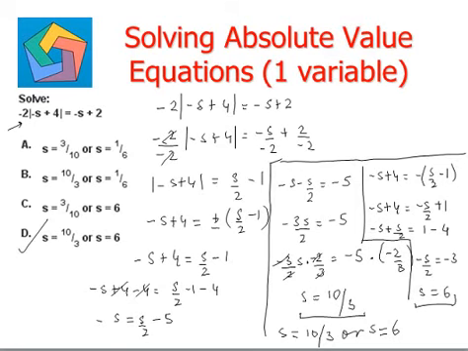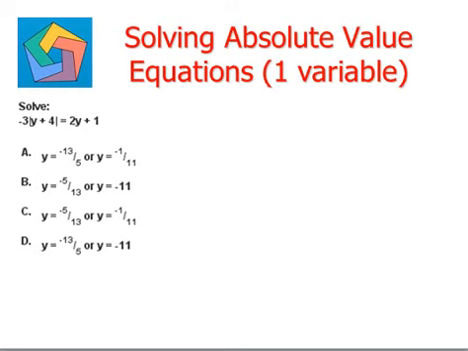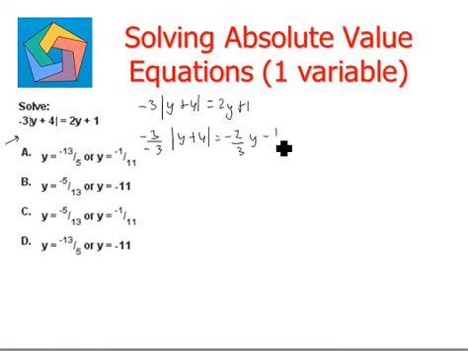Let's try the next question. Solve, and we're given the absolute value equation. Let's put it up. Negative 3 times the absolute value of y plus 4 equals 2y plus 1. First step, divide by negative 3 on both sides. The absolute value of y plus 4 equals negative 2/3 y minus 1/3. Now we remove the bars and equate it to plus and minus negative 2/3 y minus 1/3.